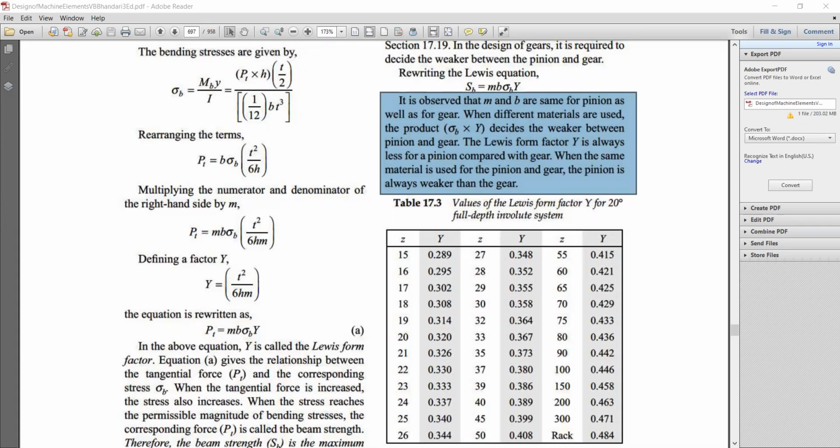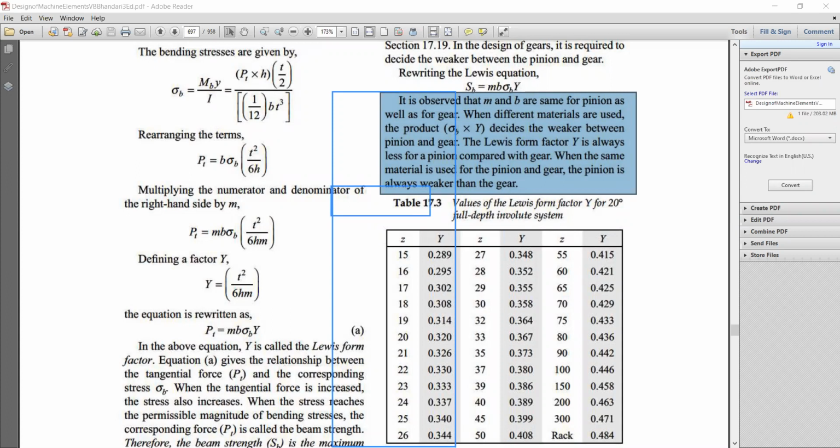Okay, so next, PSG data book page number 8.22, where in table number 26 we have some empirical relations. If you have found out the module, then you can find out the remaining parameters. For example, if you calculated the module, that is m, then the value of a, that is the center distance, you can find out from this equation.